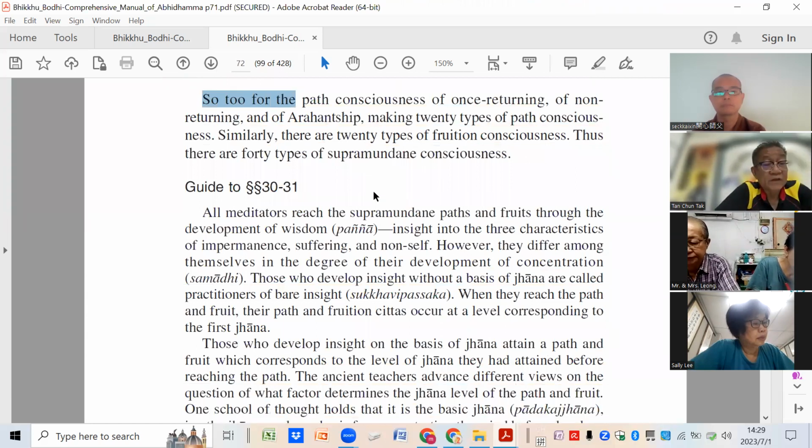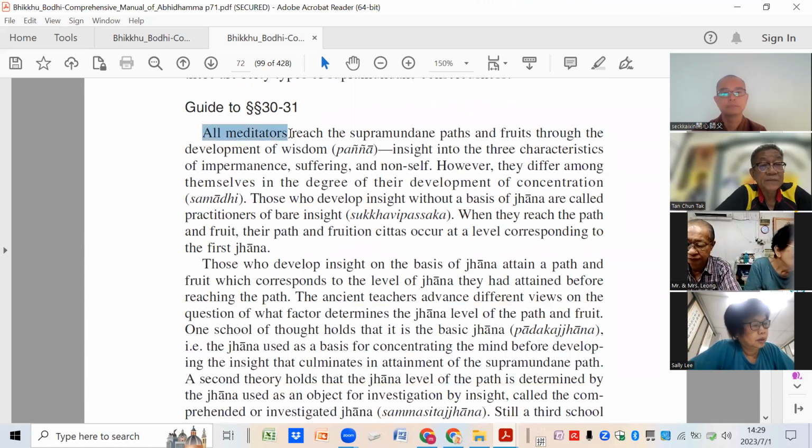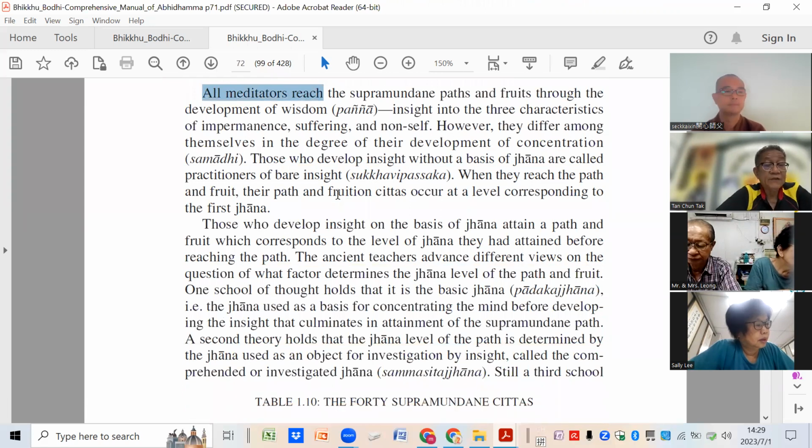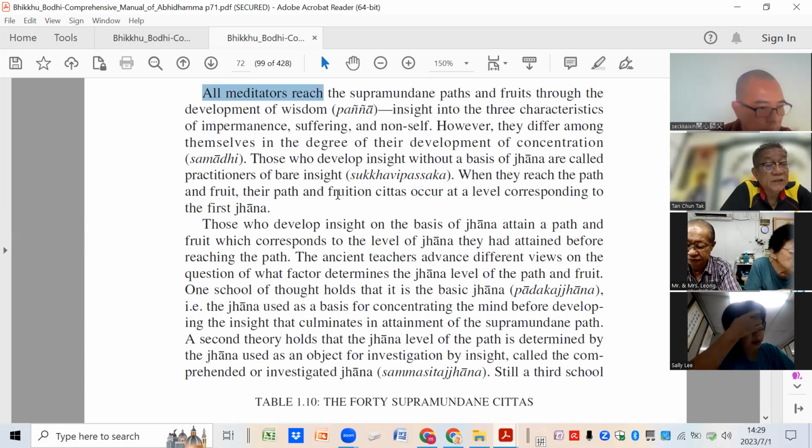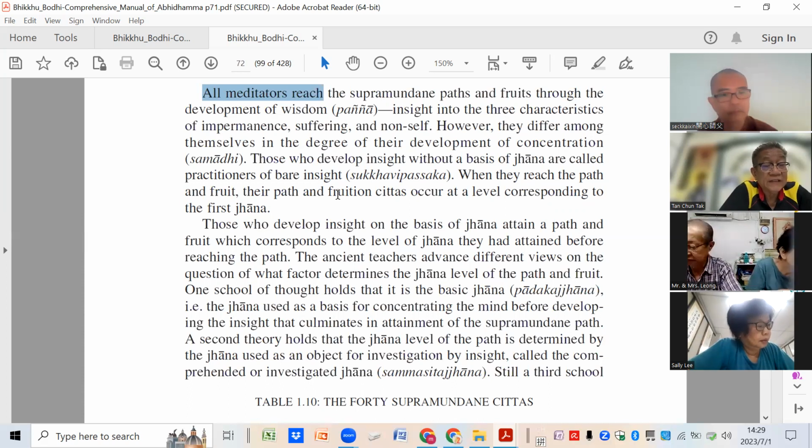So too for the path consciousness of once-returning, of non-returning, and of arahantship, making 20 types of path consciousness. Similarly, there are 20 types of fruition consciousness. Thus there are 40 types of supramundane consciousness. All meditators reach the supramundane path and fruits through the development of wisdom, paññā, insight into the three characteristics of impermanence, suffering, and non-self. However, they differ among themselves in the degree of their development of concentration, samādhi.